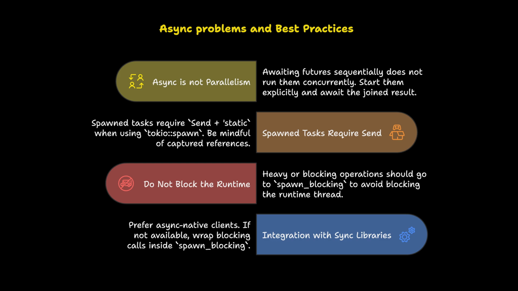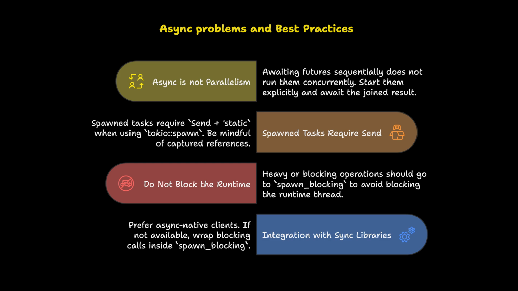Let's cover a few practical problems and best practices. First, async is not magic parallelism. If you await two futures sequentially, they do not run concurrently. You must explicitly start them and then await the joined result, like join or spawn them. Second, spawned tasks require Send plus 'static when using tokio::spawn, so be mindful of captured references. Third, do not block the runtime thread. Any heavy or blocking operation should go to spawn_blocking.